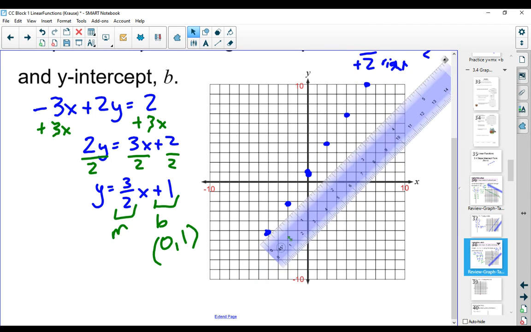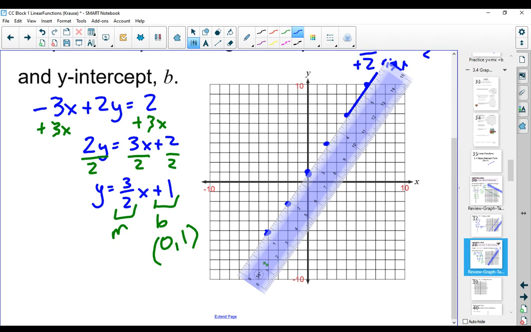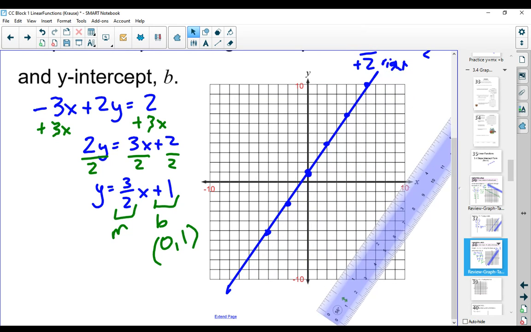Uncooperative ruler. Wait a minute, don't I always tell you guys the calculator is only as smart as the user? So in this case, maybe the ruler is as smart as the user. All right, there we go.